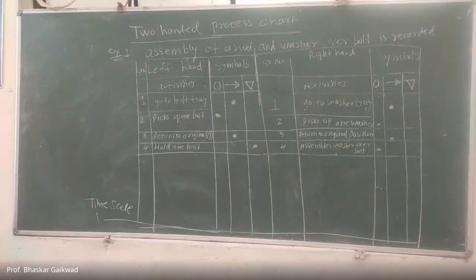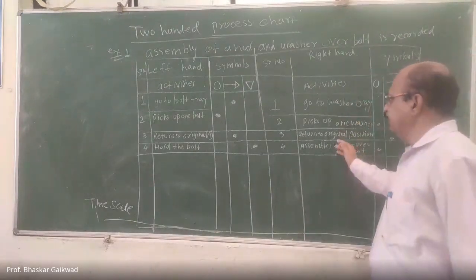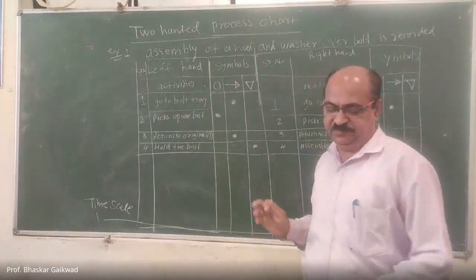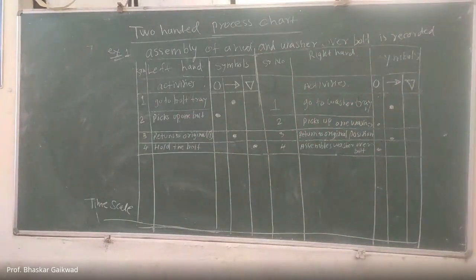Now, here's the right hand side. Now we have only bolt and washer. We have only bolt and washer up till now, but the nut is required. So both hands we cannot use to pick up the nut. At this time, our right hand will go to that nut tray, pick up that nut, come to the original position, and assemble. So this is the operation only for the right hand side. At the same time, the left hand side remains idle.